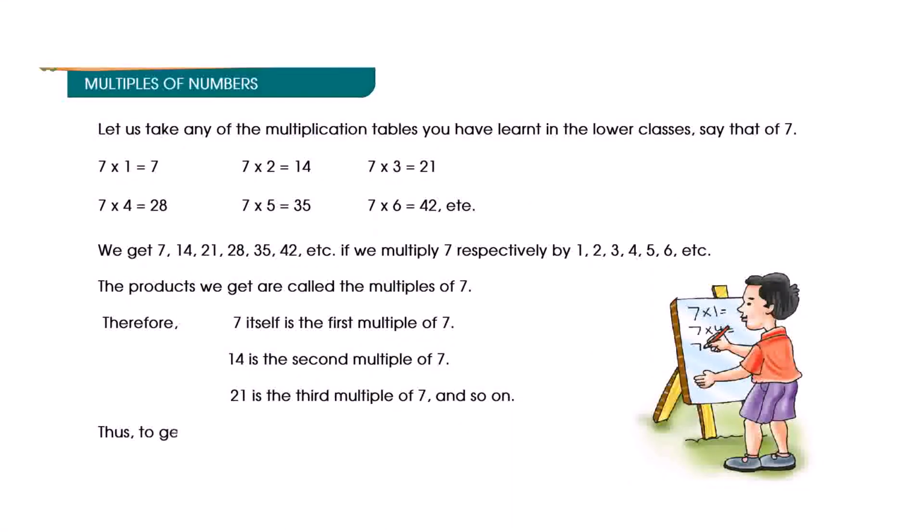Thus, to get the 15th multiple of 7, multiply 7 by 15. 7 into 15 is equal to 105. The 15th multiple of 7 is 105.